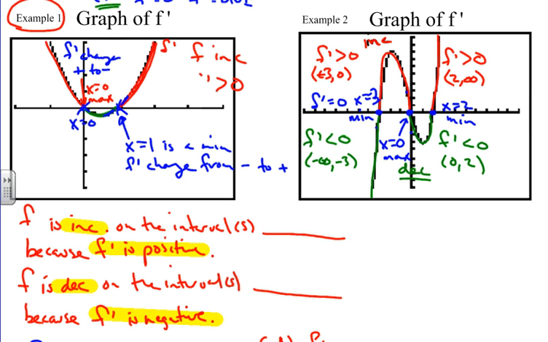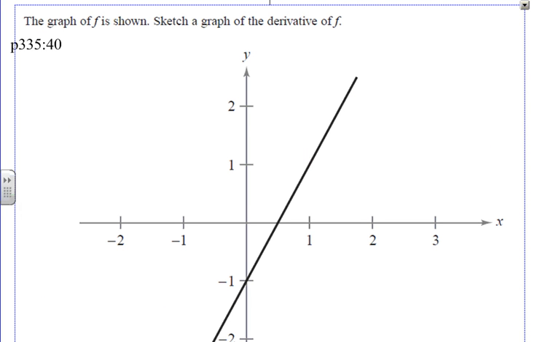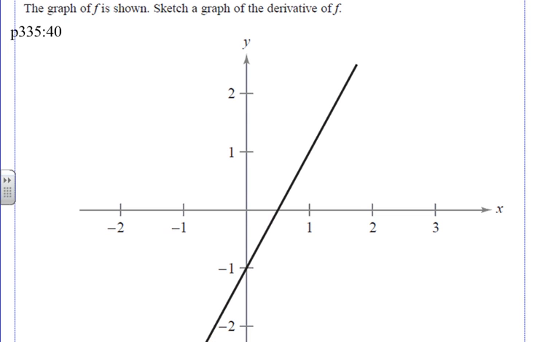Continuing on, let's look at some more. These are some problems and examples that you might find in your book. This is similar to number 40. What it says now is let's apply this to sketch a graph. The graph of f is shown and we sketch the graph of the derivative of f. Now the derivative is the slope of this tangent line. So given this, we notice that we have a straight line.